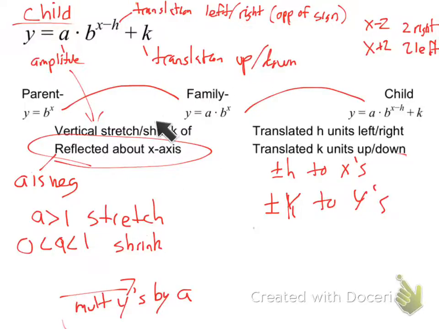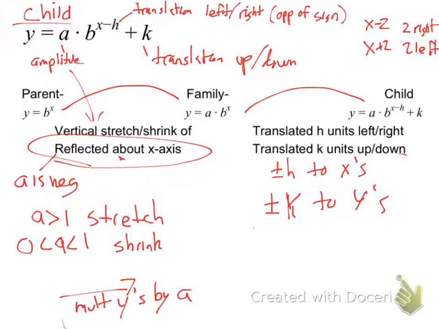If something's not there, so I don't have an H value, so it's just 3 to the X, that means I am not translating left or right. I don't need to state it, and I don't need to do anything to my X's. Just like, if it's not a negative A, I'm not going to say anything about reflecting about the x-axis. You only have to state things that are there. That's like putting a 1 in front of x. Do we do it? No, we just say x. We don't say 1x anymore.